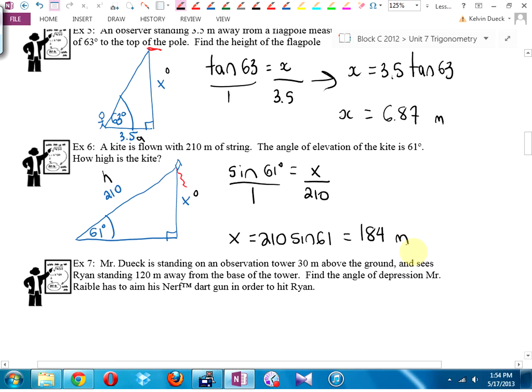I get about 184 meters. 183 point something, something, something. Yeah? And I didn't need to somehow climb up there to measure it.